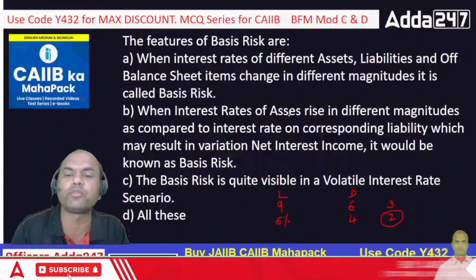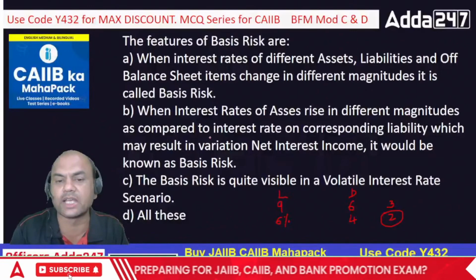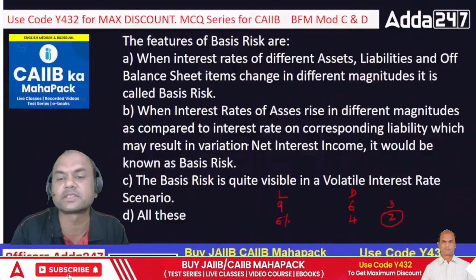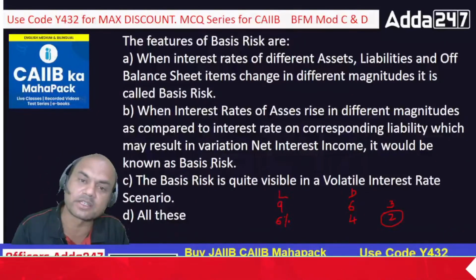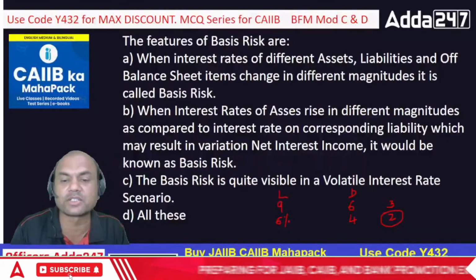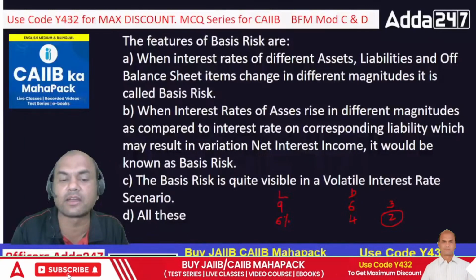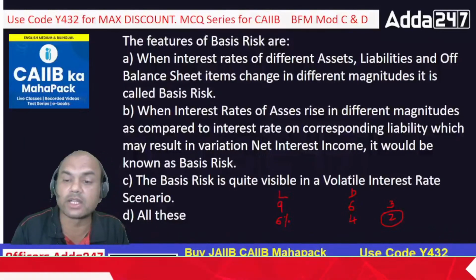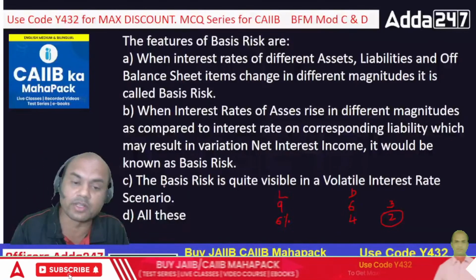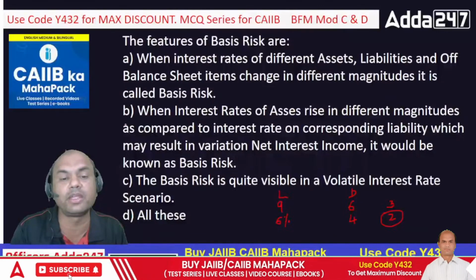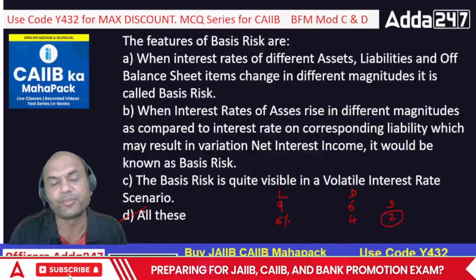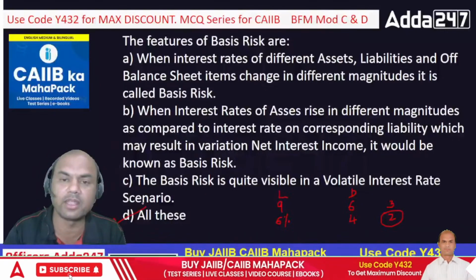When the interest rate of assets rises in different magnitudes as compared to the interest rates of the corresponding liabilities, which may result in variation of net interest income, it would be known as basis risk. So this may also be true, isn't it? The basis risk is quite visible in a volatile interest rate scenario. Volatile interest rate means constantly changing. So this may also be true. So what is the correct answer then? A, B and C, all of them. So the correct answer is D over here, all of these, isn't it? Let me see how many of you have typed D.